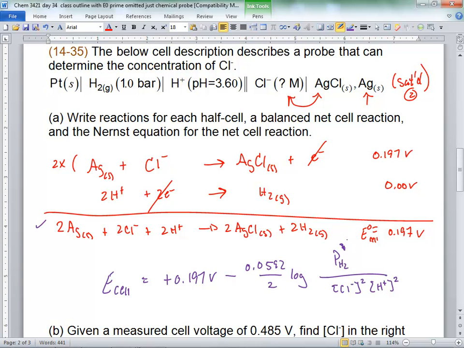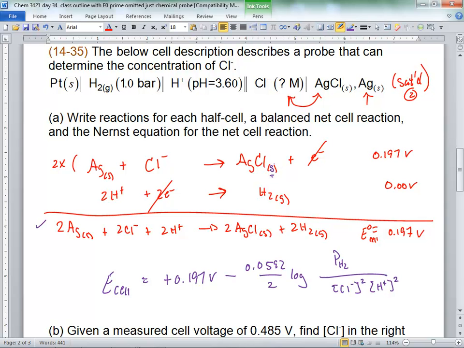The second question is why don't we have anything for AgCl? He's a solid. Oh, he's a solid, so we throw him out? Yeah, that's supposed to be an S. Remember, pure solids and what else don't show up? Liquids. Yeah, so if we had H2O, for example, it wouldn't show up.